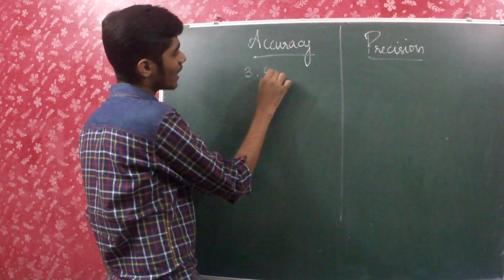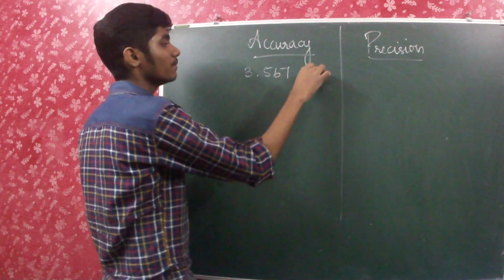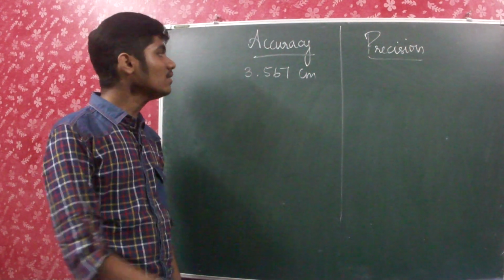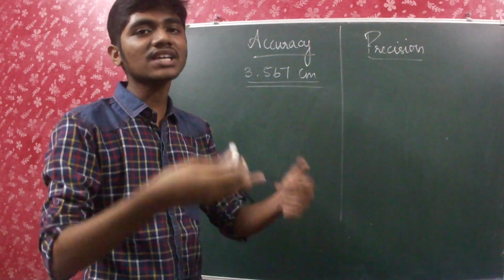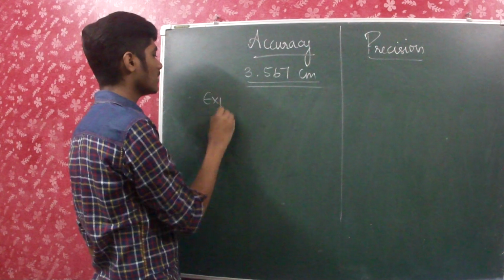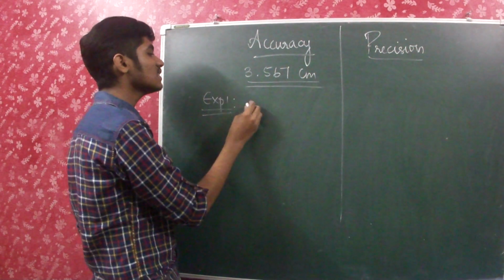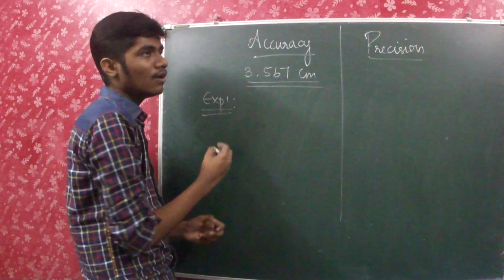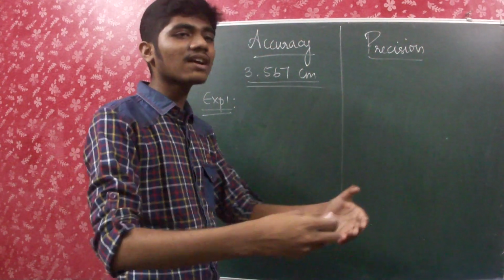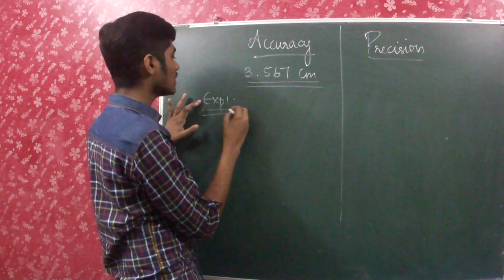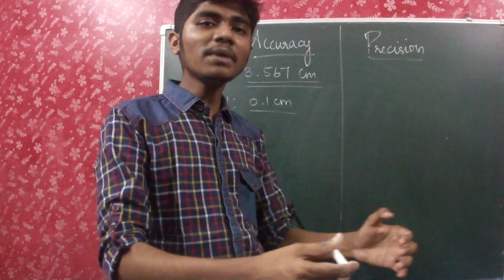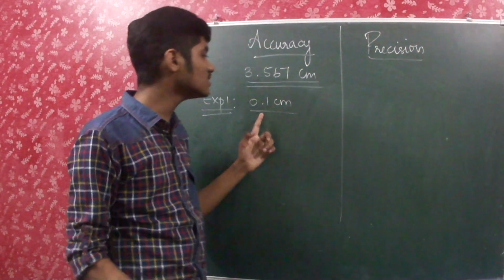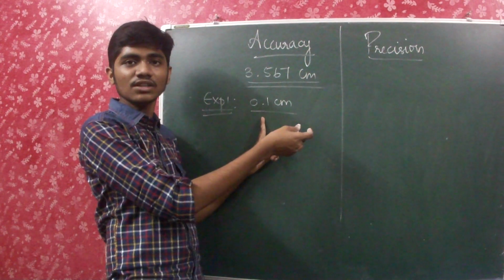Say it is 3.567 centimeter. So the length of the object which I measure is 3.567 centimeter, and that is the true value which I measure. And now I am performing one experiment, that is, I am using an instrument to measure its length. I am using another instrument to check if my readings are right, and the resolution is 0.1 centimeter. So the resolution of the instrument is 0.1 centimeter.